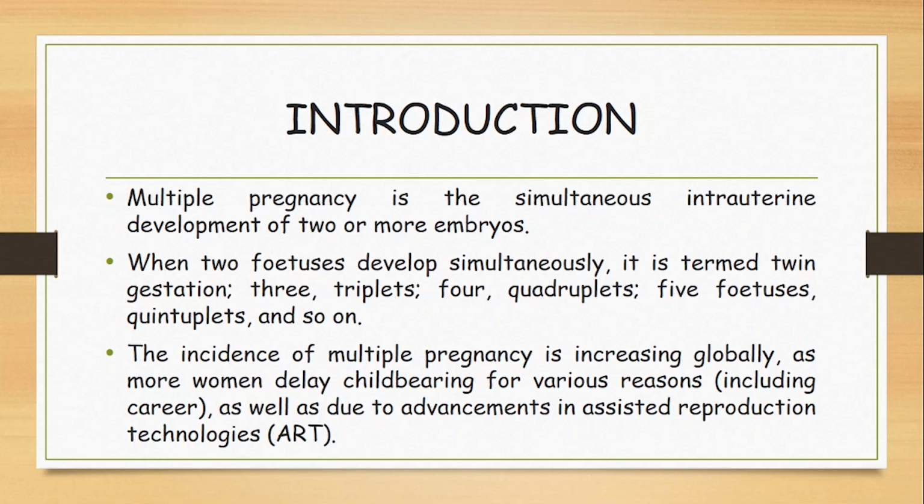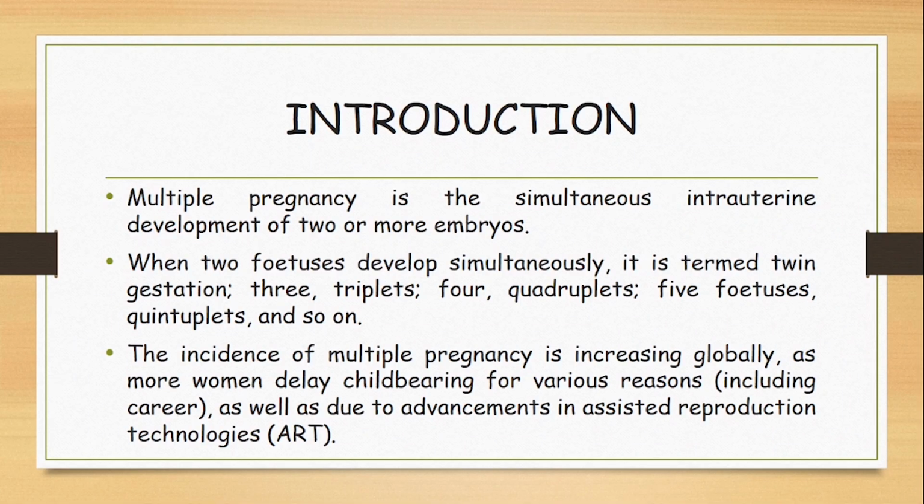Multiple pregnancy is the simultaneous intrauterine development of two or more embryos. When two fetuses develop simultaneously, it is termed twin pregnancy or twin gestation. When there are three fetuses, they are described as triplets, four fetuses as quadruplets, five fetuses, quintuplets, and so on and so forth.